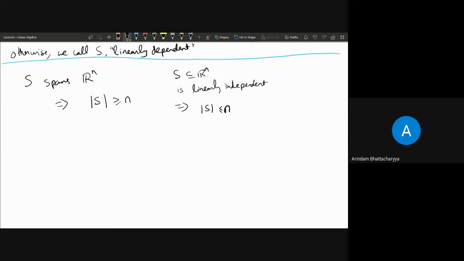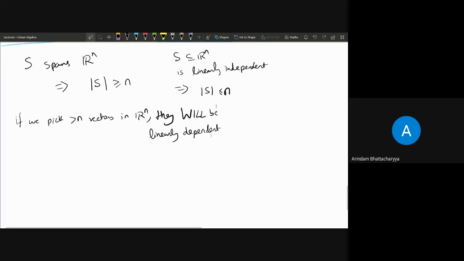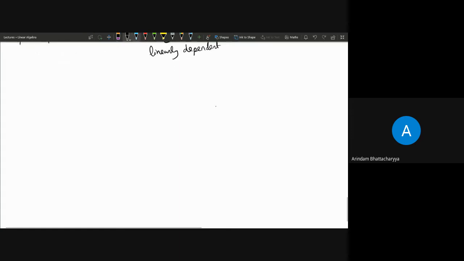So the idea is that if we pick more than n vectors in Rn, they will be linearly dependent. So now we want to define the definition of basis.